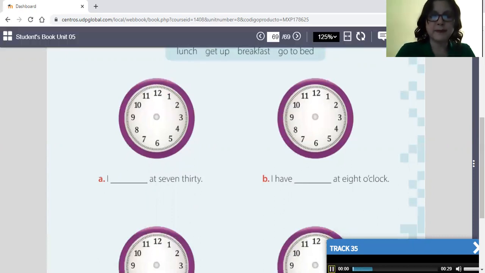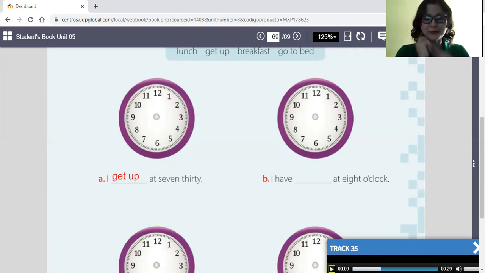Track 35. Listen and complete the sentences. A. I get up at 7:30.